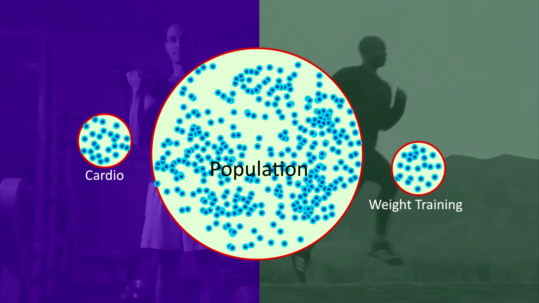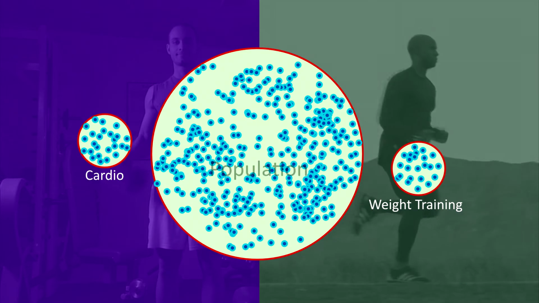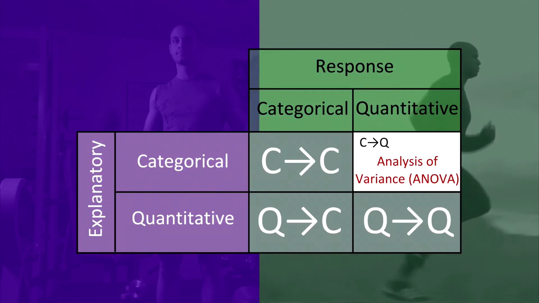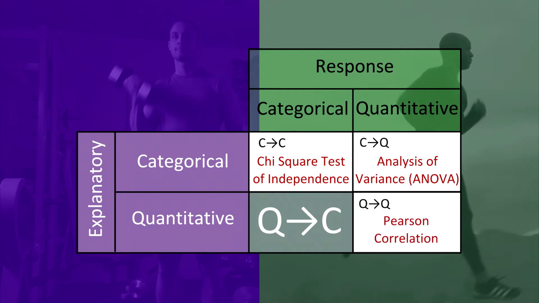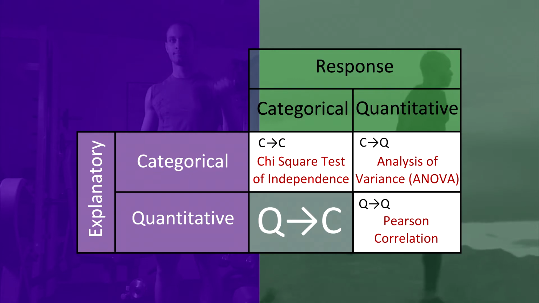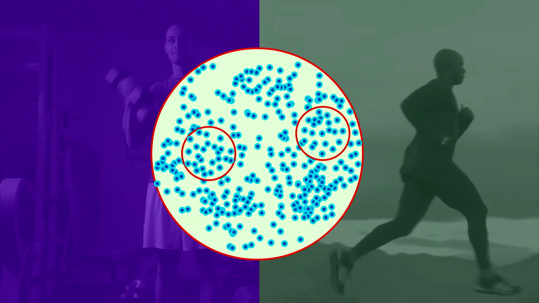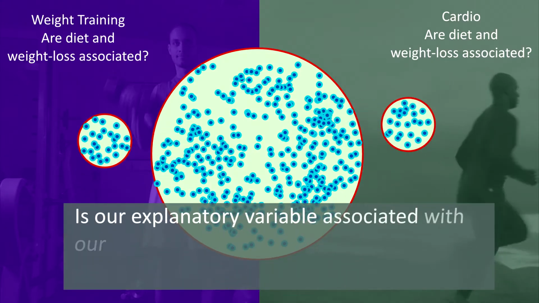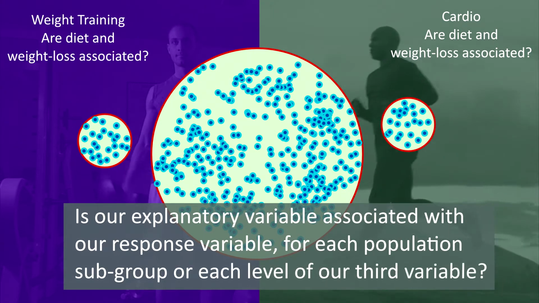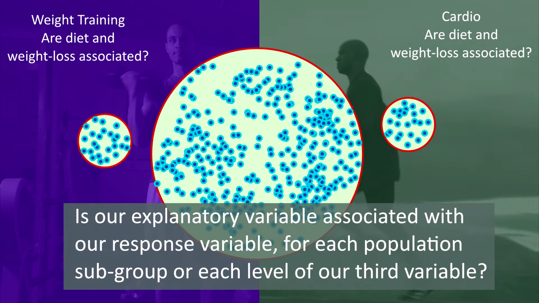Instead, we're going to take a less standard approach that can be consistently used across each of the inferential tools. That is ANOVA, chi-square, and Pearson correlation. In each of these contexts, we're actually going to be asking the question, is our explanatory variable associated with our response variable for each population subgroup or each level of our third variable?